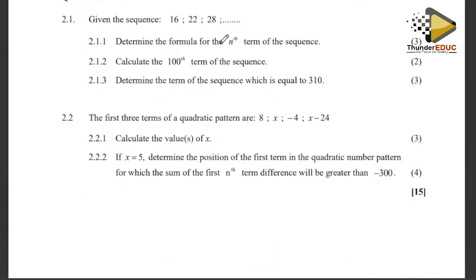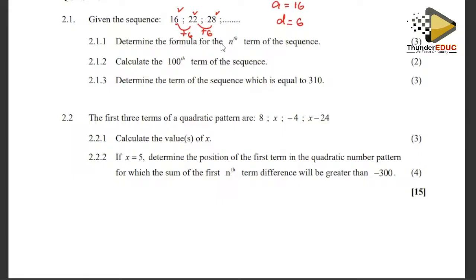Okay, then question number 2 for the sequence and series. Okay, geometric, arithmetic, quadratic, all of them. So we have 16, 22, and then 28. They just told us given the sequence, and then they want the formula for the nth term. So before we even find the nth term, we need to determine, is this an arithmetic, quadratic, or basically geometric? Okay, so if this is 16, it's like you add 6 to give you 22. And then if I add 6 again, I'll get a 28. So this is arithmetic. So my a is 16, my d is a 6.